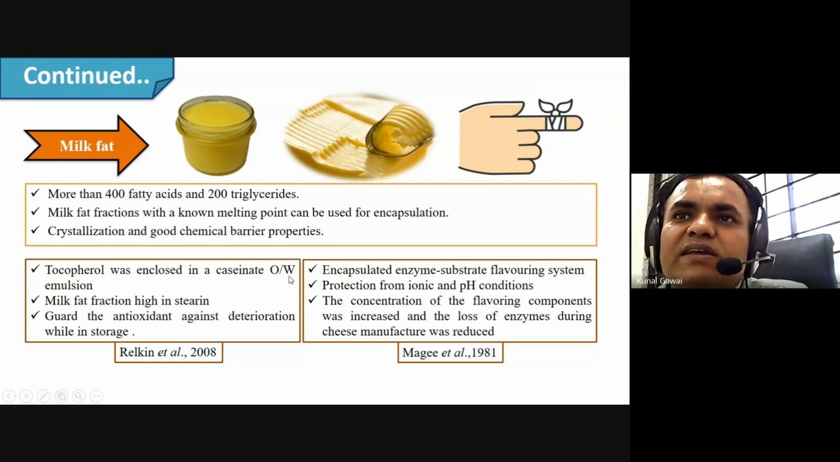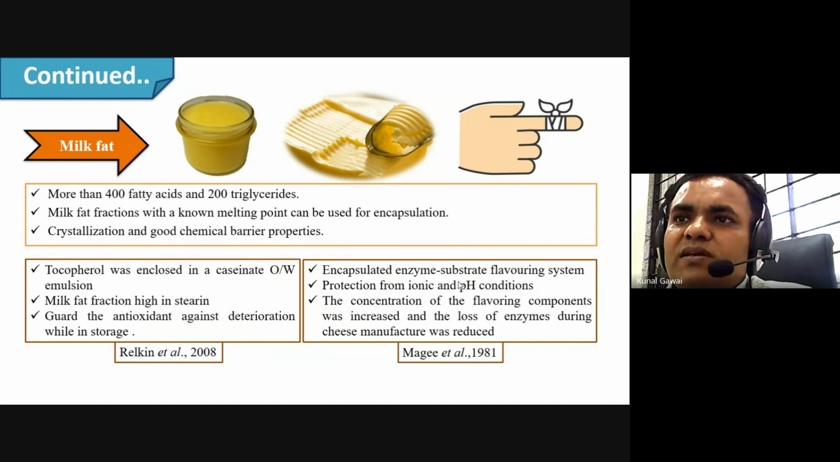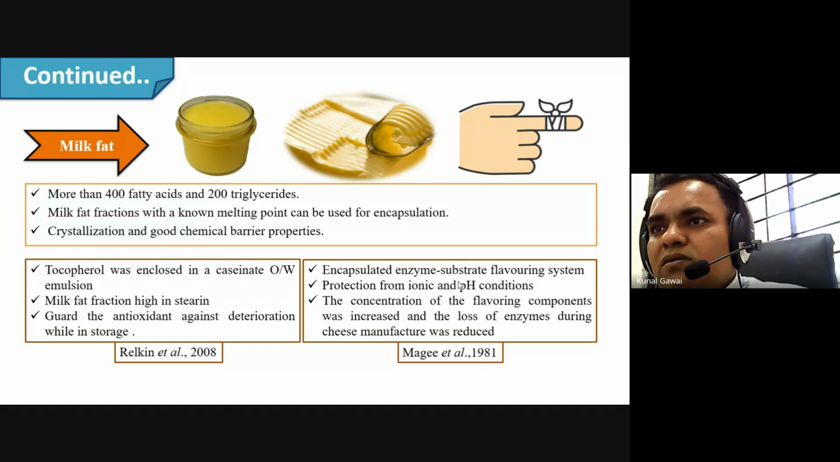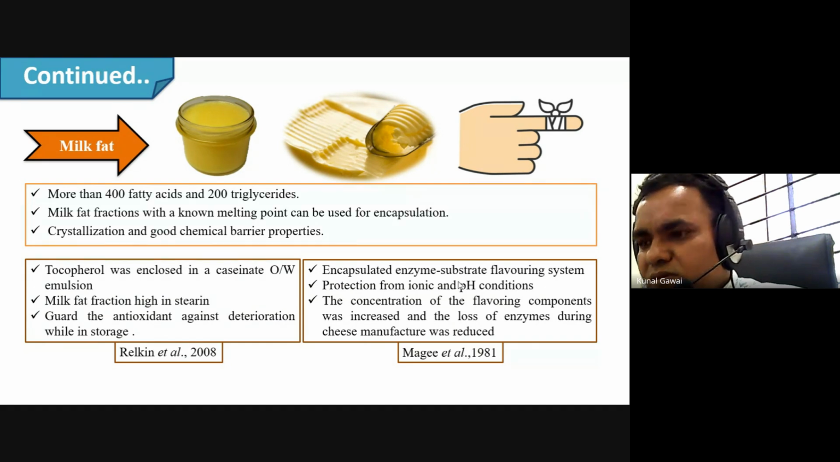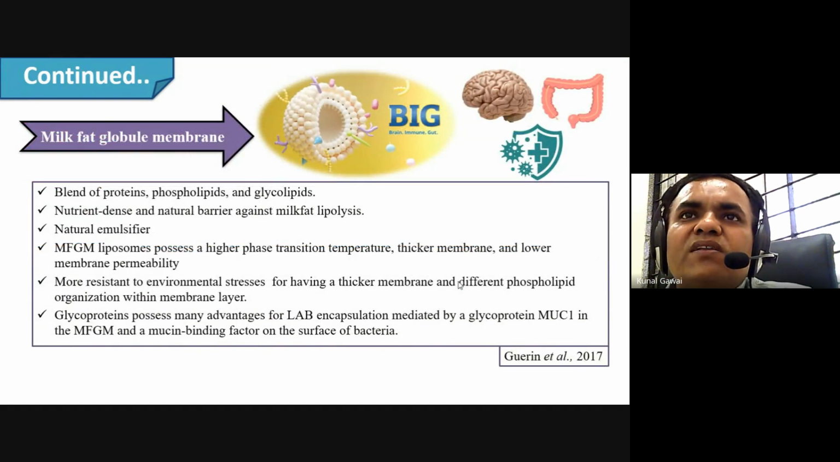For that condition, here tocopherol was enclosed in caseinate emulsion. So the milk fat fraction high in stearin guards the antioxidant against deterioration during storage. Such an experiment was conducted to protect this bioactive component, and here they tried to protect an enzyme substrate flavoring system. They added this and wanted to prevent losses of enzyme during cheese manufacturing. Someone also tried milk fat globule membrane.